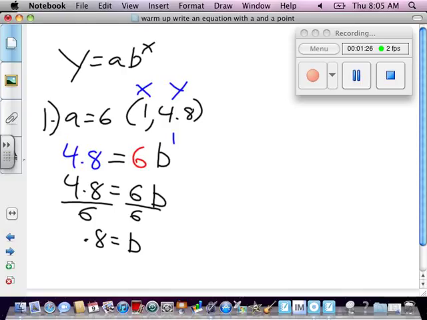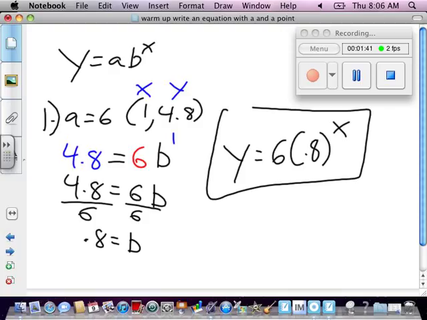And so let's rewrite the problem. So we have the nice equation: y equals a is 6 times b is 0.8 to the x is our final answer. Okay, so let's think about these steps that we have so far. First, we put in y, x, and a. Second, we solve and get b by itself. And then finally, we plug it back into our original equation.